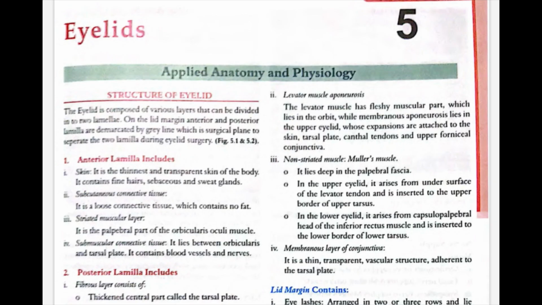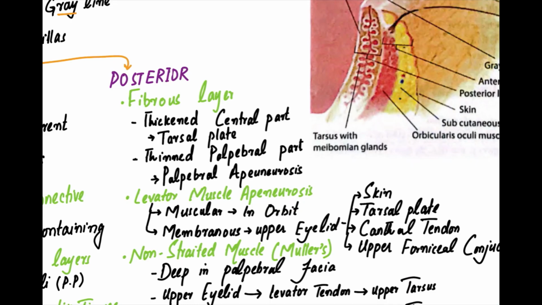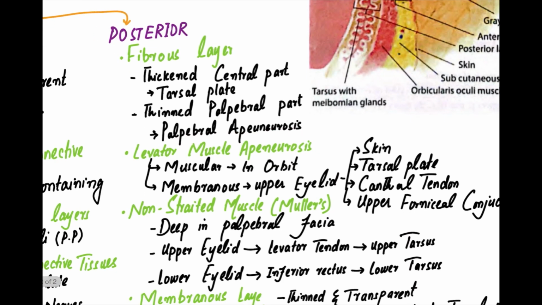And I will show you this muscle here in this diagram. Here we have this levator palpebrae superioris muscle, and when it passes this ligament, which is called the superior suspensory ligament, it makes an aponeurosis, which is called levator aponeurosis, but it also makes inside a thin fibrous layer, which is known as palpebral aponeurosis.